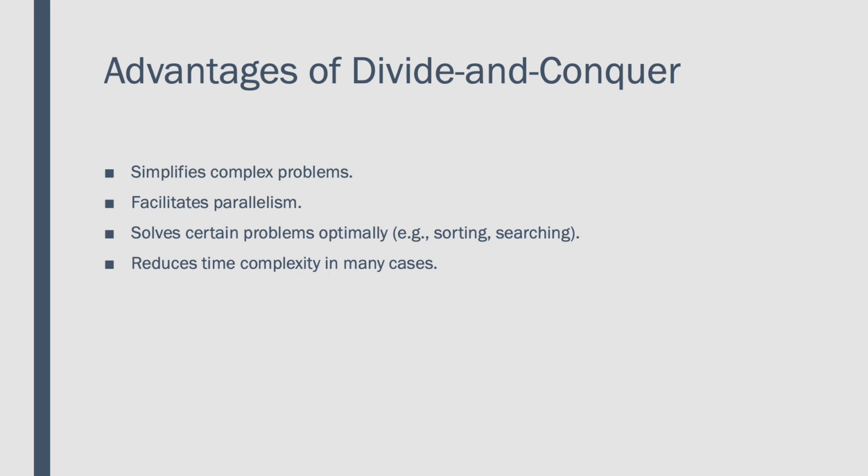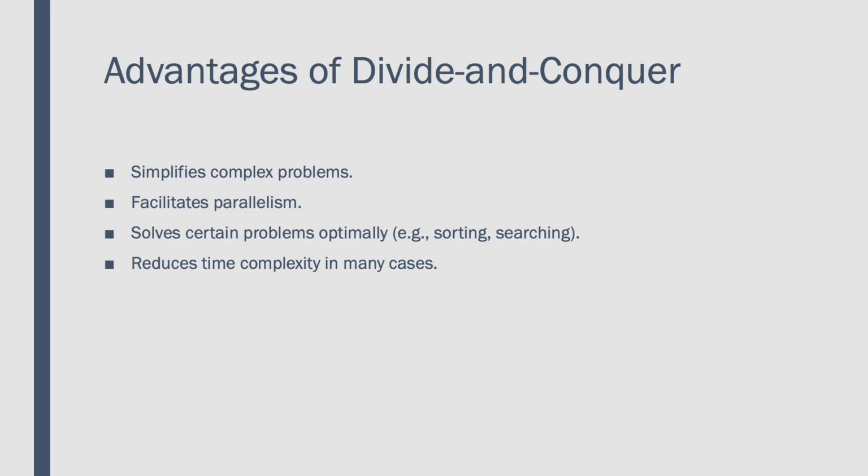Second is facilitates parallelism. Since each subproblem is independent, divide and conquer allows for parallel computing. This means that modern multi-core processors and distributed computing systems can solve subproblems simultaneously, significantly improving efficiency.